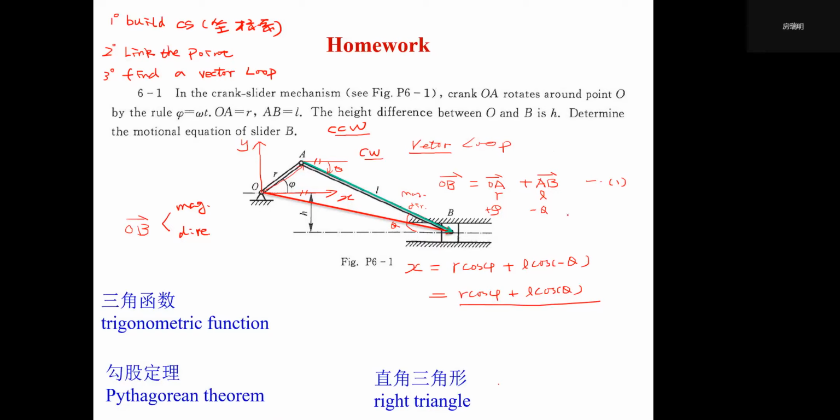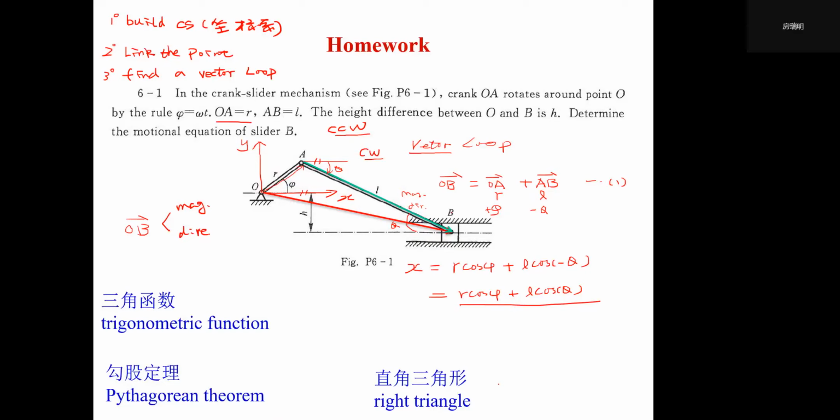You should always pay attention to this process. When you try to figure out the direction of a vector, you should think about what direction you are going along, CCW or CW, then give a plus sign or minus sign accordingly, right? And the magnitude of these two vectors is very easy. We know OA equals R and AB always equals L, right? So we have finished figuring out the magnitude and direction of OA and AB.